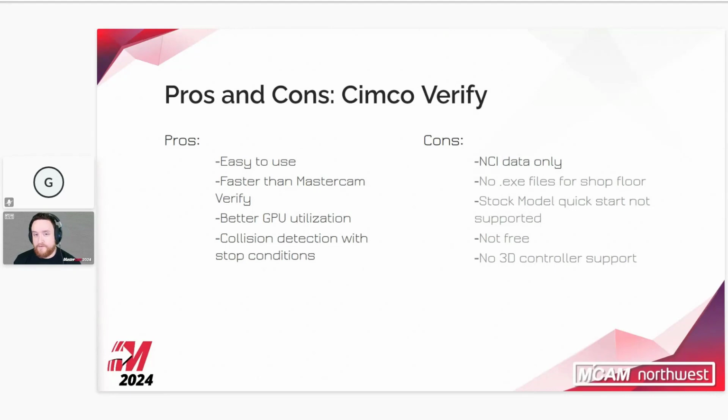Cimco Verify also includes collision detection with stop conditions as well. On the downsides of this, it is just like Mastercam Verify, only reading NCI data. So again, we're not actually seeing things like vector changes between operations because NCI data doesn't contain that information. That's something that's post specific. It would only come from your posted code or from the rules set in your post processor.